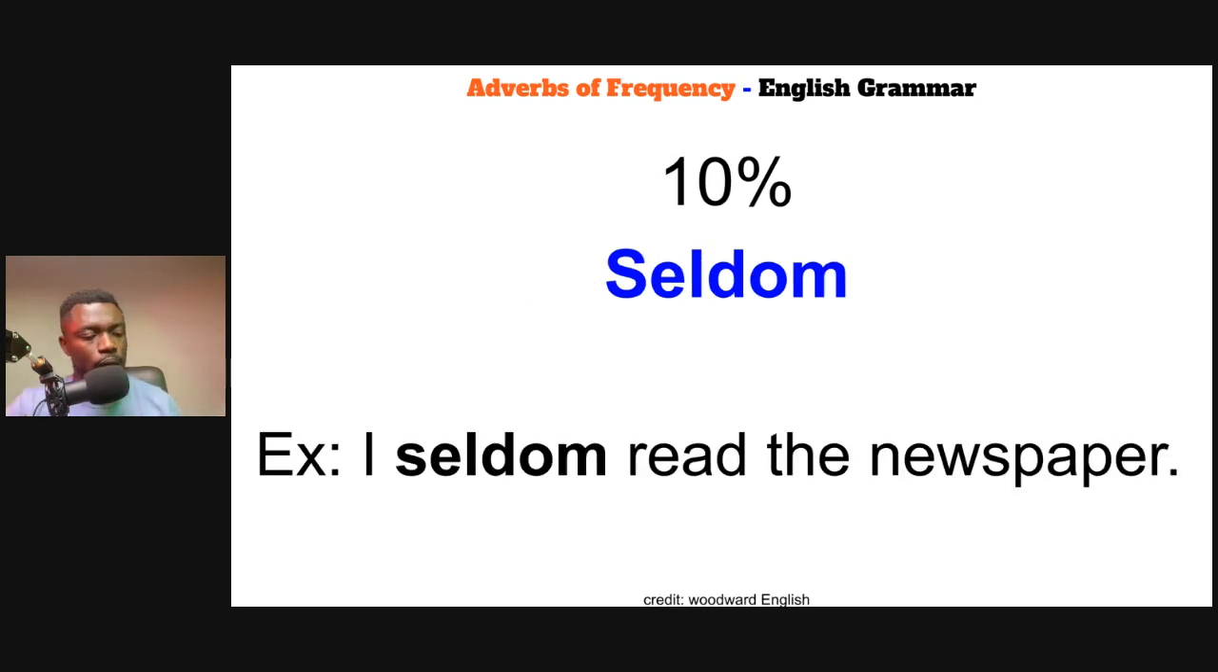Seldom. Ça, c'est un bel mot, un bel adverbe. Seldom veut dire qu'on ne fait pas quelque chose souvent, vraiment rarement. I seldom read the newspaper. Seldom, rarement, environ 10% of the time, very rare, OK.